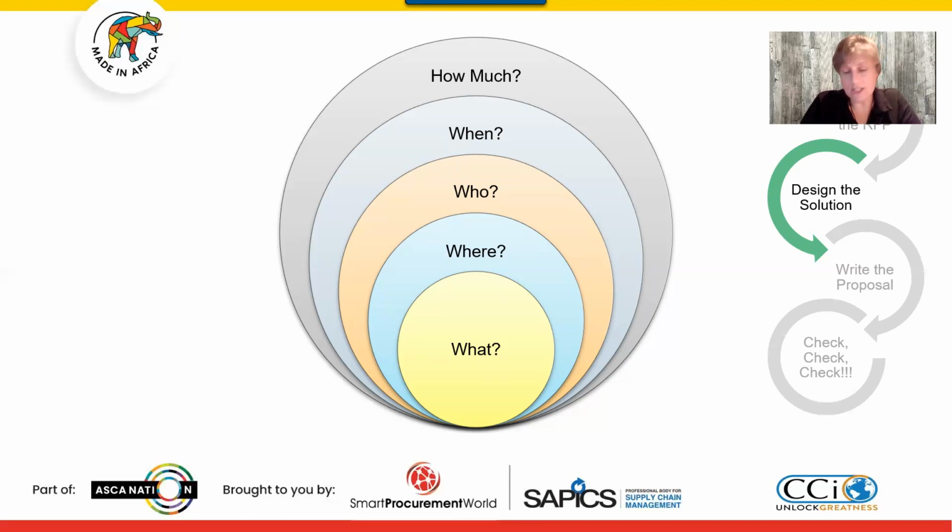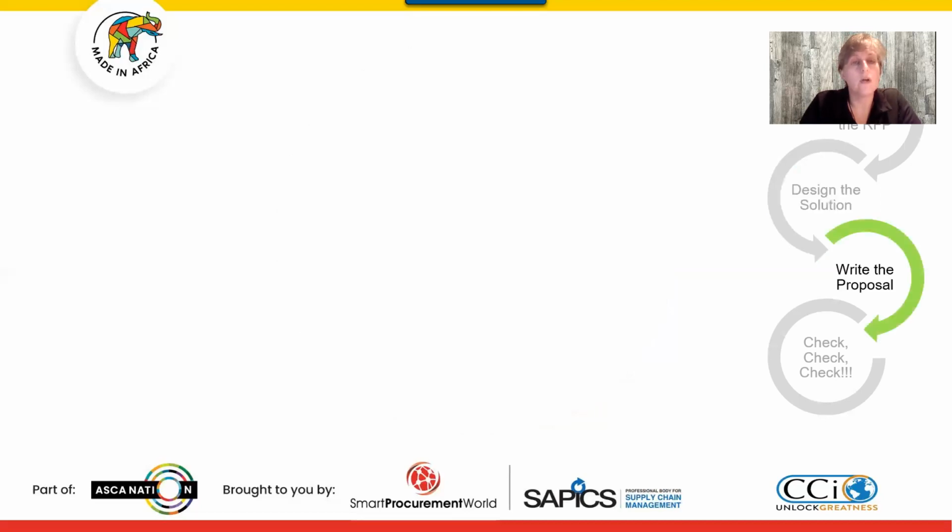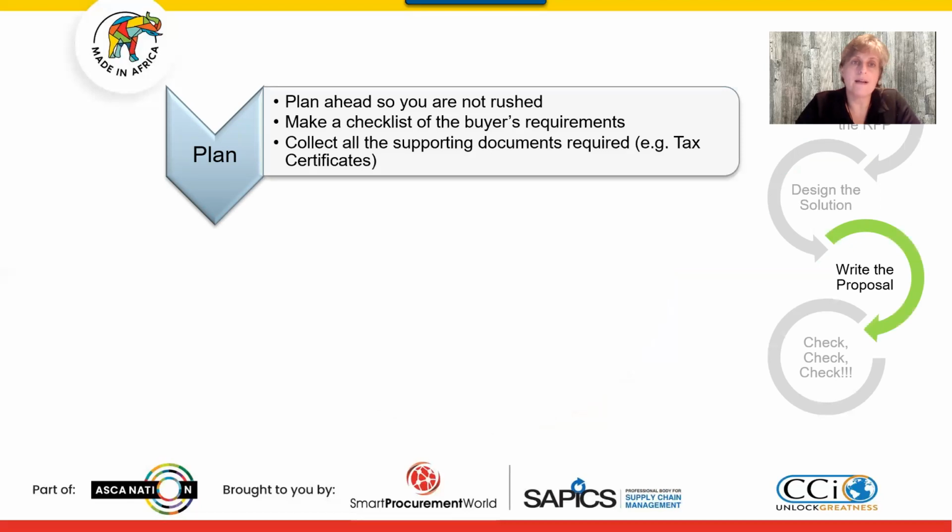Once you have designed the solution, the next step in the process is to start writing the proposal. When you write the proposal, the first thing you're going to do is you've got to plan. And when I say plan, I'm talking about planning ahead so you're not rushed. It's really important that if there is a deadline, for example, 12 o'clock on the 5th of May, you have a timeline in your head where you work backwards from that deadline.